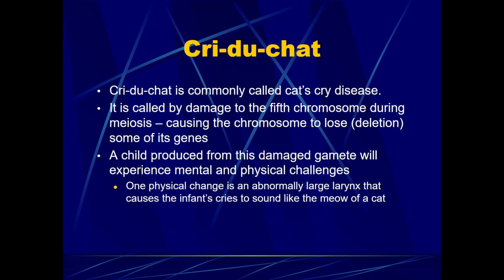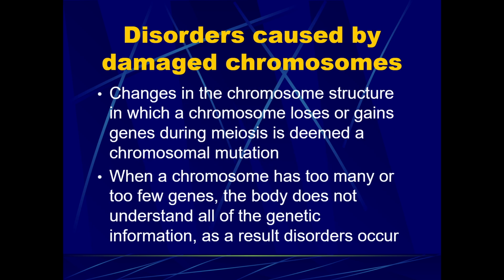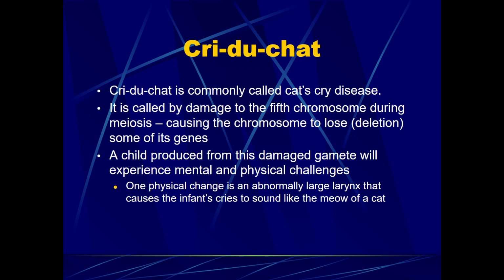An example of a disorder that could occur because of damaged chromosomes is Cri-du-chat, which is sometimes called the cat's cry disease because infants tend to produce a cry that sounds like a cat howling, and it's caused by damage to the 5th chromosome during meiosis, and that damage causes the chromosome to lose, due to a pretty major deletion, some of its genes. And a child produced from this damaged gamete will experience mental and physical challenges, so delayed development, and one physical change is abnormally large larynx, and that's what makes the infant's cry sound like the meow or howling of a cat.